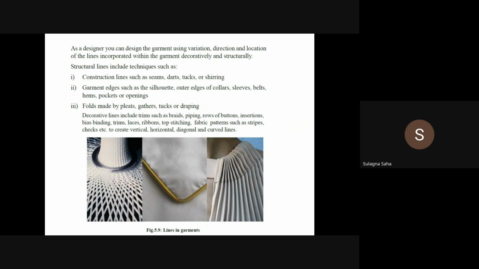And then there are also decorative lines, for the trims, such as braids, piping. There can be a row of buttons, insertion, bias binding, laces. All these things together can create a bunch of lines. This figure shows how lines are used in garments, with piping or with pleats, or for that matter, the cross hatching technique.